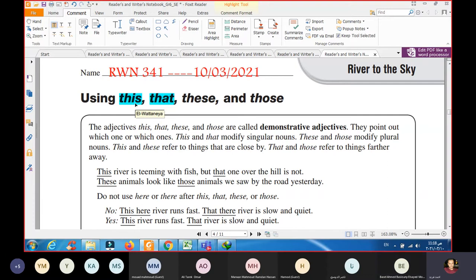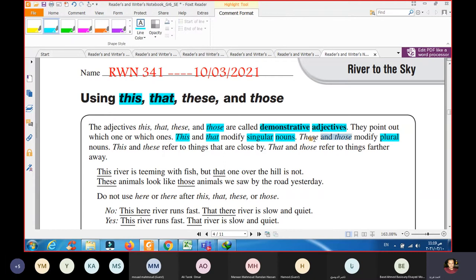That's great. Okay, and now let's read. The adjectives this, that, these, and those are called demonstrative adjectives. They point out which one or which ones. This and that modify singular nouns. These and those modify plural nouns.